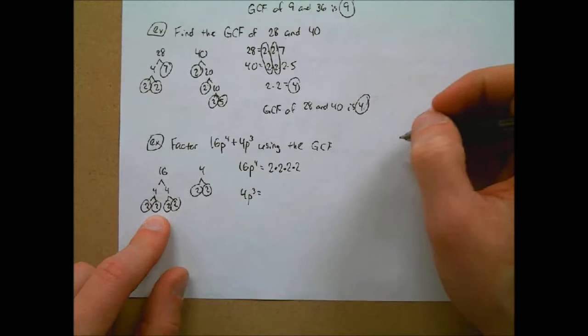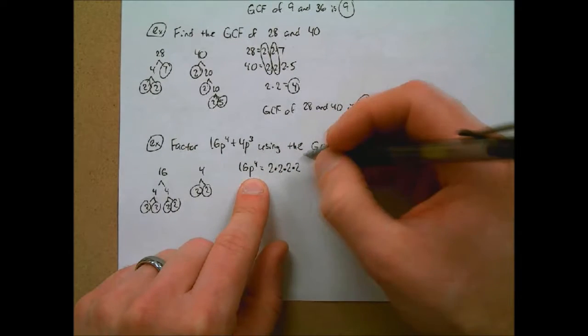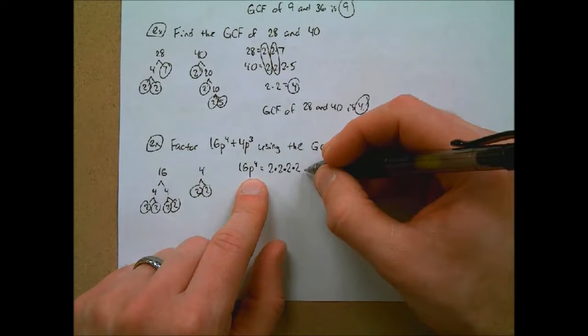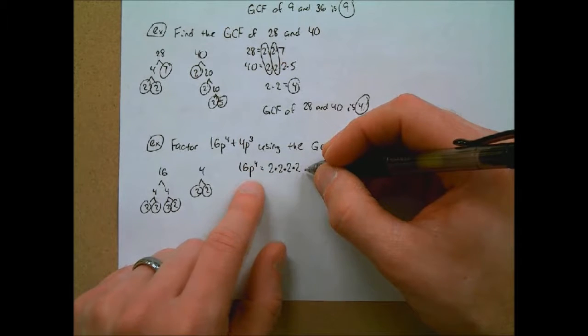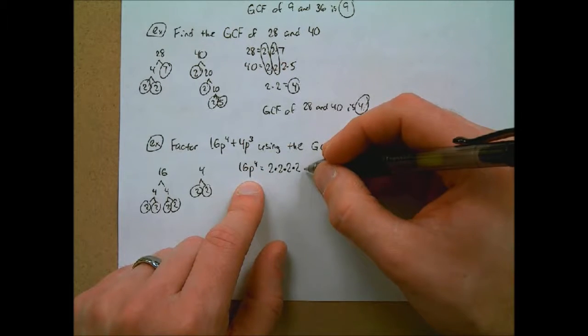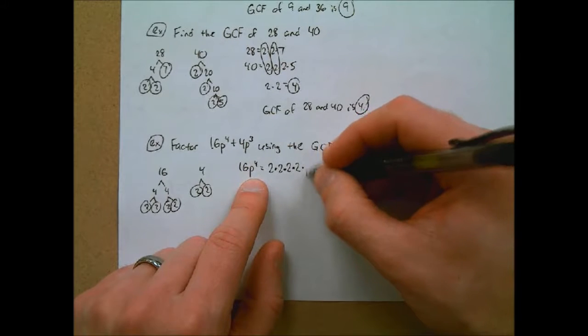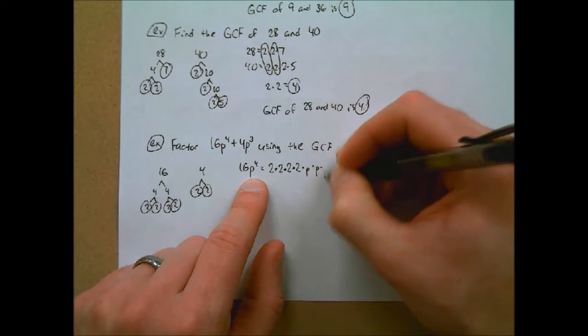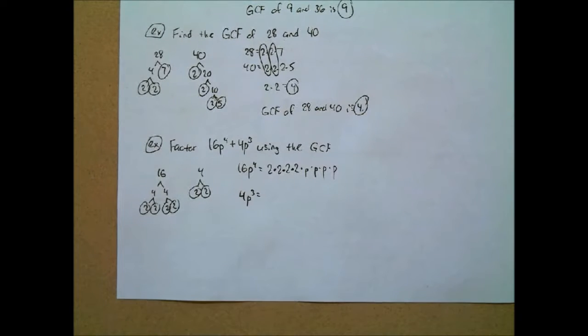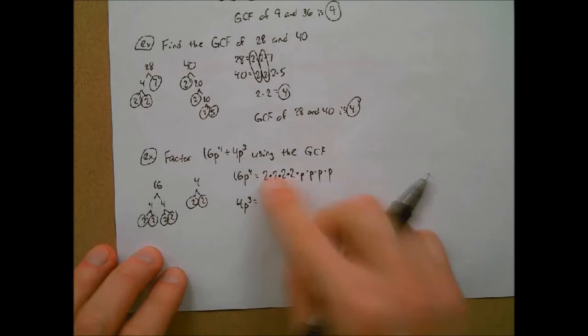But then we also have the p to the fourth. So what should I write after the 2s? Yeah, so p to the fourth, how many p's is that? It's 4 p's being multiplied together. So it's going to be p times p times p times p. So 16p to the fourth, if we expand it, is 2 times 2 times 2 times 2 times p times p times p times p. Okay? 4 2s, 4 p's.